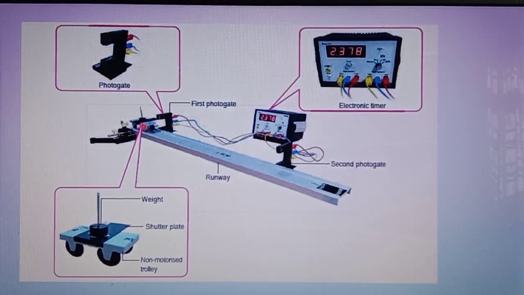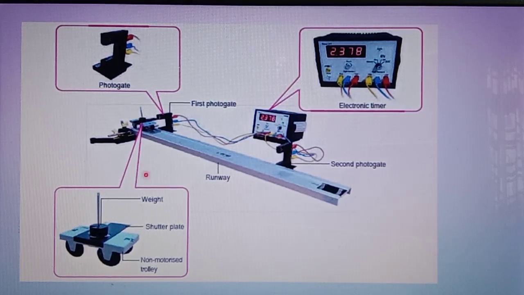So what you do, we just release the trolley from the first photogate until it reaches the second photogate, and then record the time taken from the electronic timer. That way you can determine the time taken, T. And then we remove the first photogate and release the trolley to pass through the second photogate and record the time taken. So the time taken will be recorded as delta T, the short time interval, delta T.